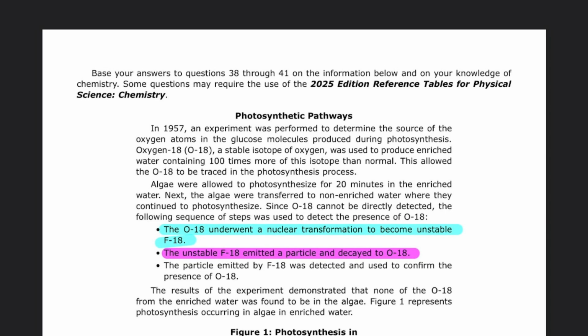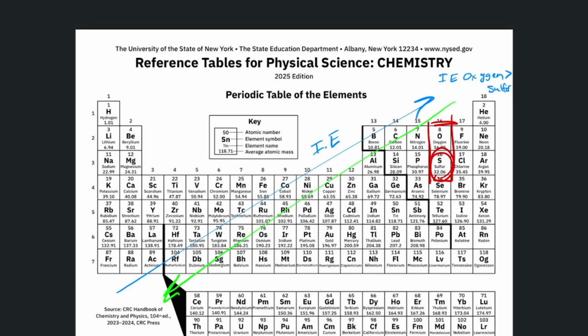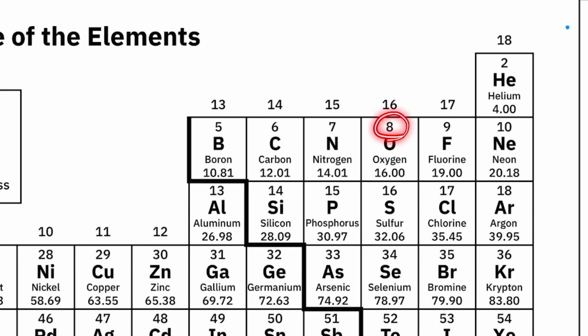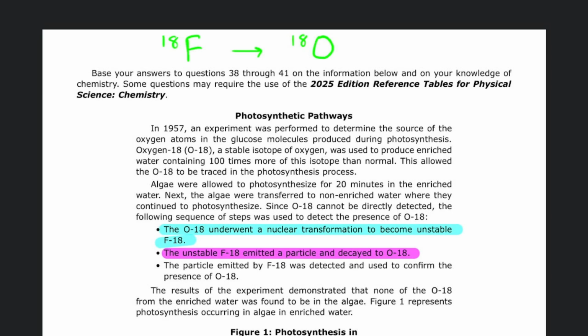From the second bullet point, we know that we're starting with F18. So I'm going to say 18 fluorine. And then that's going to decay into 18 oxygen. Now, if we wanted to get the bottom numbers, which I think is relevant, those are your atomic numbers. You can go to your periodic table. Don't mind my notes here from the last video. And we can see that an 8 corresponds with oxygen and a 9 corresponds with fluorine. So let's go ahead and fill that in.